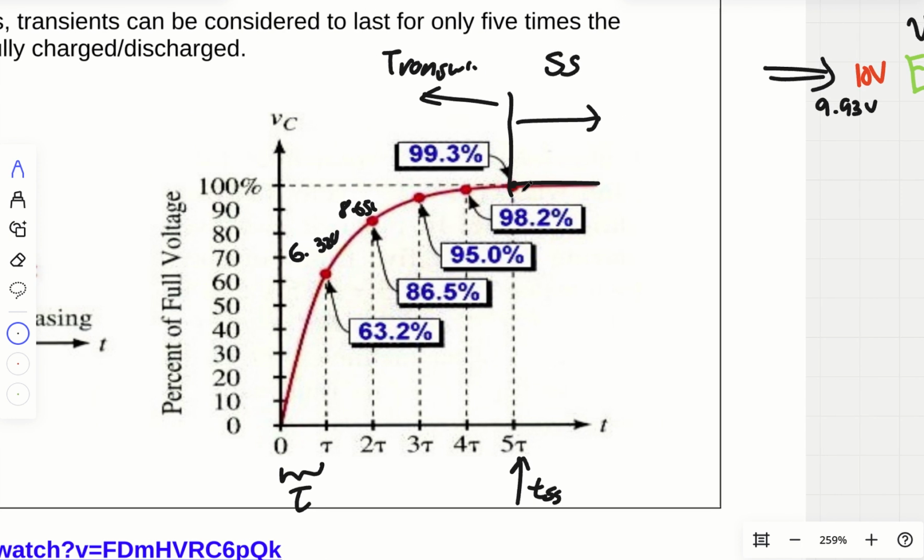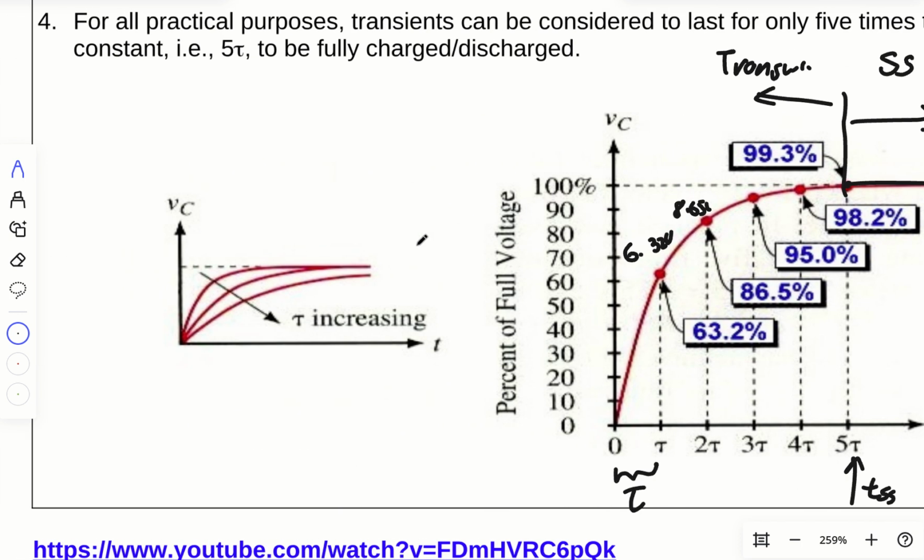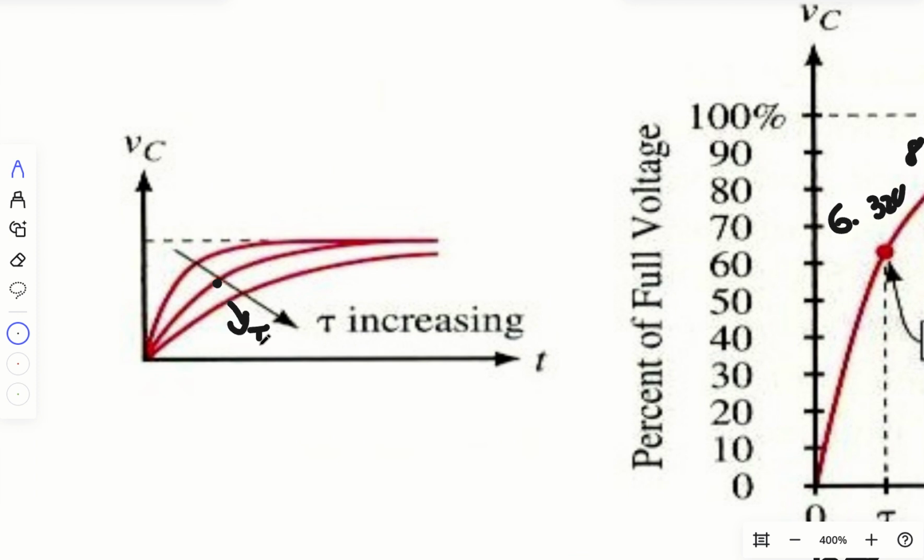Now the next thing you need to know is how the time constant affects the curve. The time constant shows how fast the capacitor can be charged. If this is the normal time constant, and we increase the time constant, the capacitor will take much longer to become fully charged. You can see it's increasing slowly.